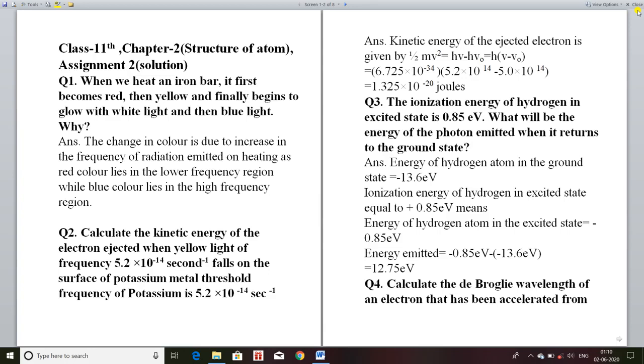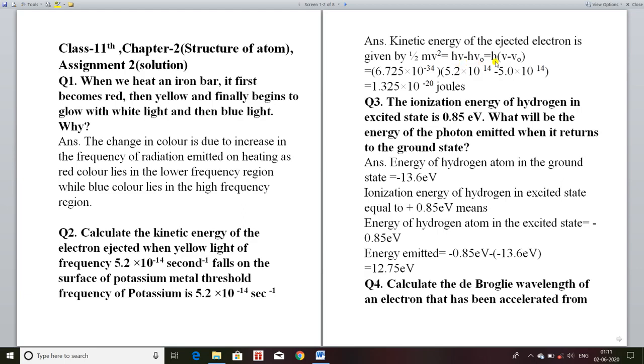Question number 2 is, calculate the kinetic energy of the electron ejected when yellow light of frequency 5.2 × 10^-14 s^-1 falls on the surface of potassium metal. Threshold frequency of potassium is given as 5.2 × 10^-14 s^-1. Now, kinetic energy of the ejected electron can be determined using the formula ½mv² = hν − hν₀.